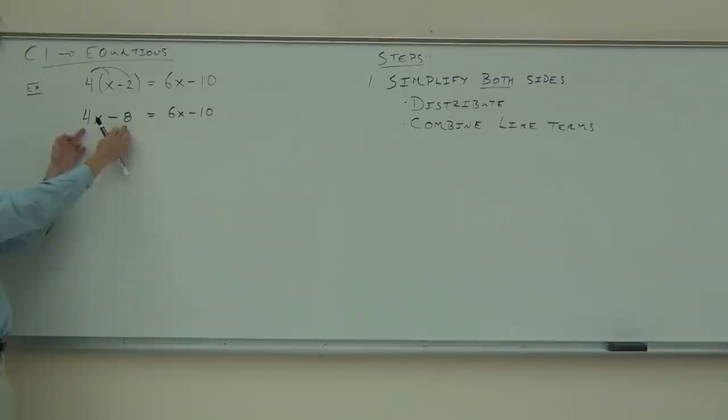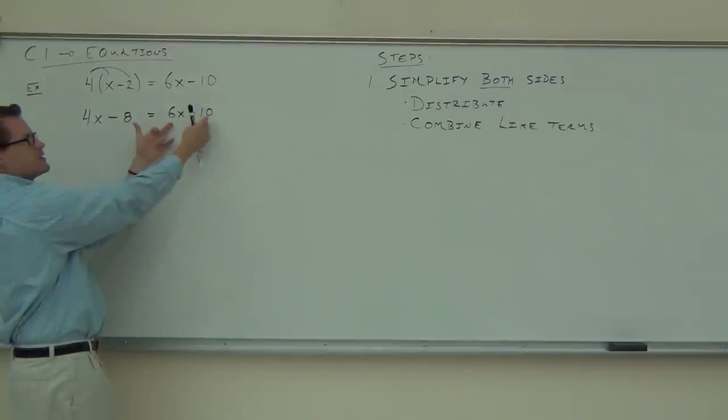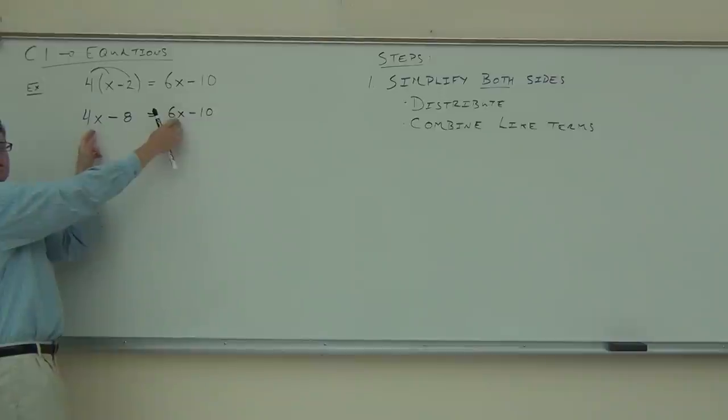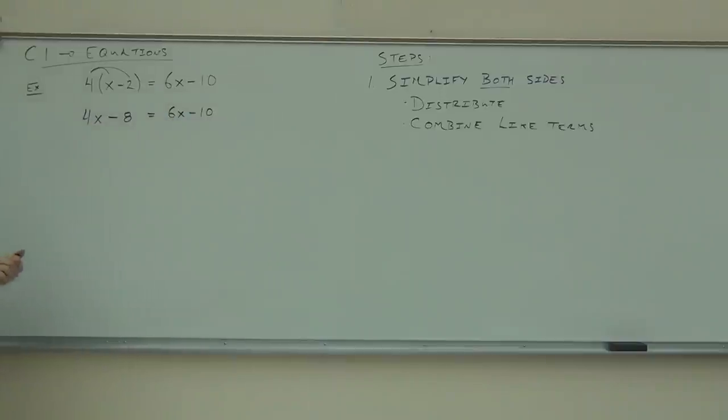Here we have variable, we have number, not like terms. Same thing here. These ones again are not like terms because they're not on the same side of the equation. So what do we do now? Would you add or subtract the 4 from the 6 and move it to the other side? Would you just subtract 4x minus 6x? Do we have to do it from one side or both sides?